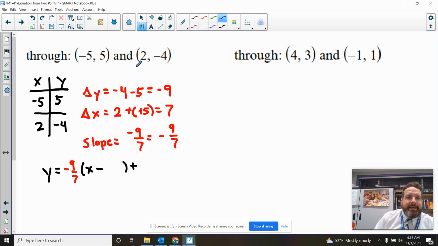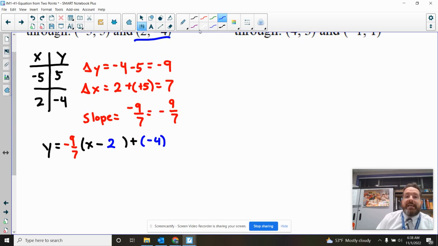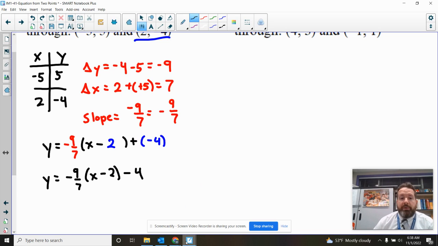I'm going to pick, this time, the second one. Now, if you pick the first, your answer should still be okay, as long as you're careful with your signs. So a 2 in here and a -4 in the back. Let's clean up our signs. Leave the slope alone. x minus 2 stays x minus 2, but plus -4, we're going to write as minus 4.